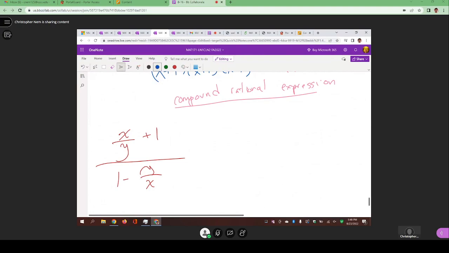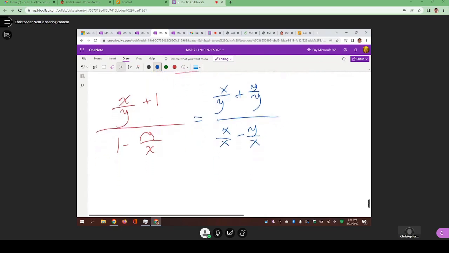How can I add x over y plus 1? Well, this is the same thing as x over y plus y over y. That'll give me the same denominator. And for the denominator of the entire fraction, this is going to be x over x minus y over x. Because your denominator is x, and then there's 1, just multiply by x. It's just going to be x over x.